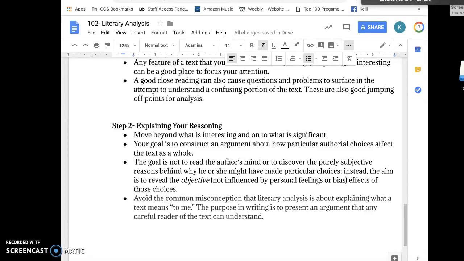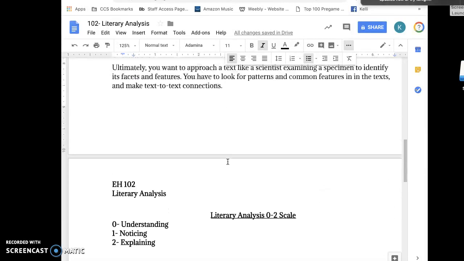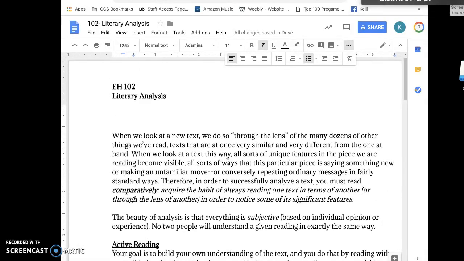Avoid the common misconception that literary analysis is about explaining what a text means to you. The purpose is to present an argument that any careful reader of the text can understand, to help them develop their layers of meaning. Okay, so in our next lecture, we're going to take a look at a text together, The Story of an Hour, and we're going to do a literary analysis on that together.